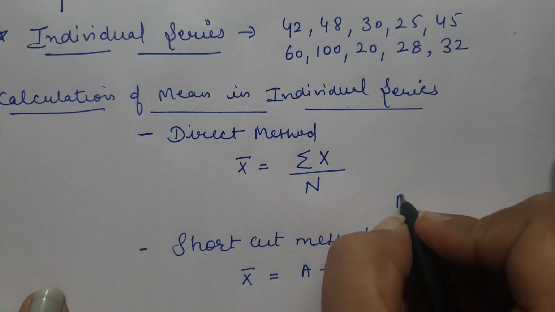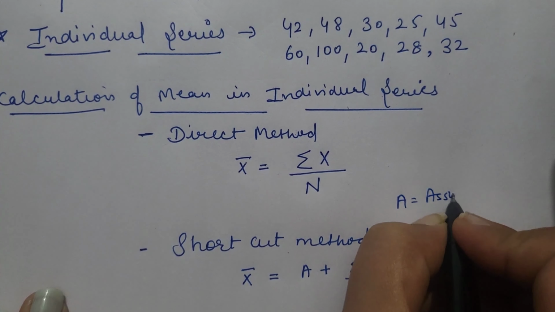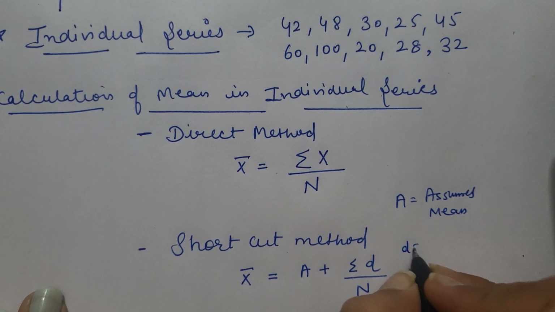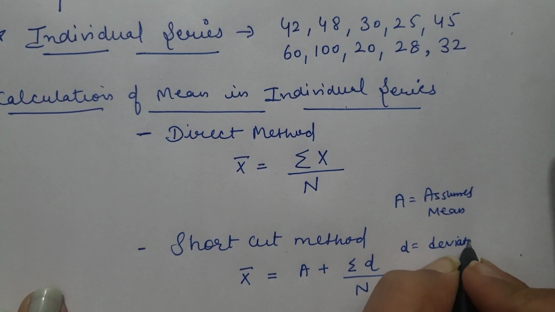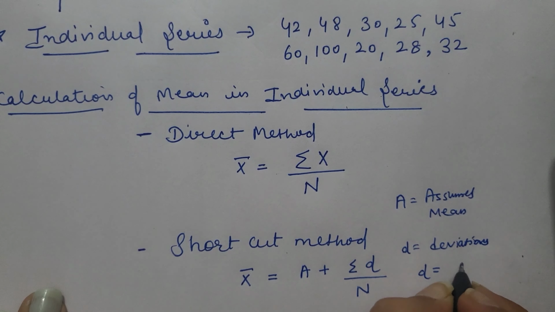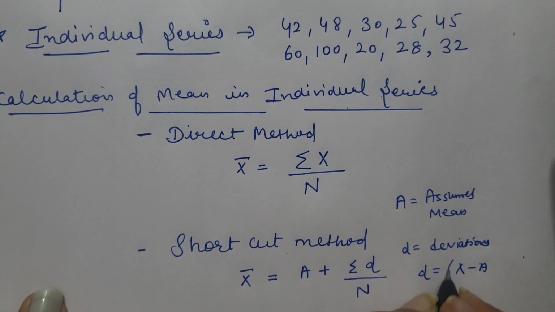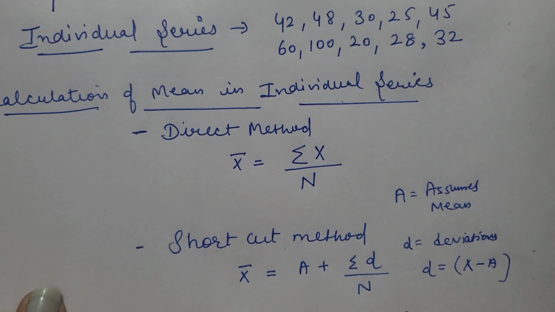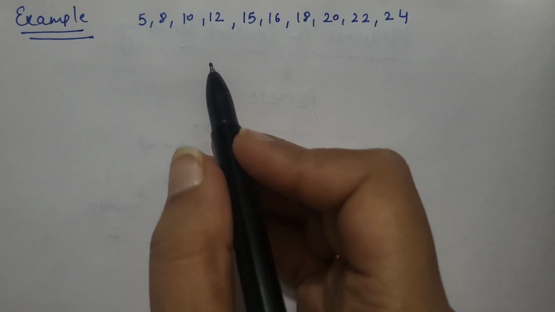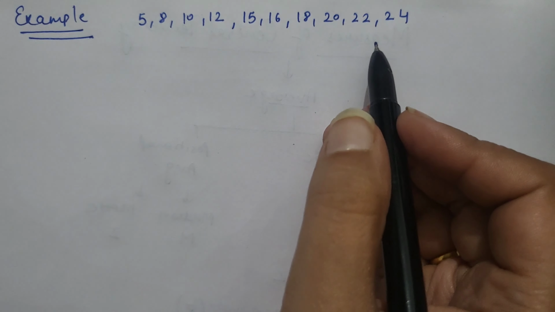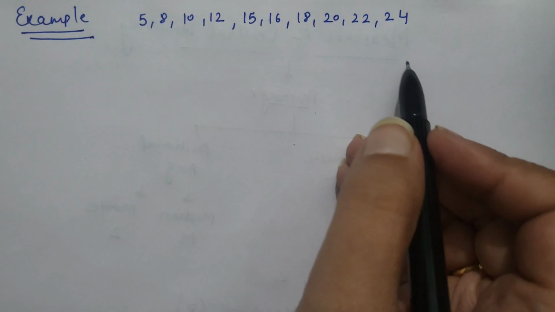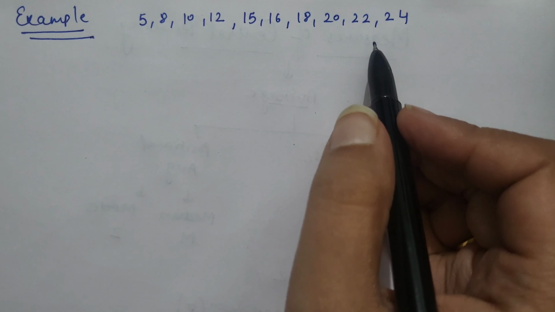Here A refers to assumed mean, D refers to deviations which will be calculated as x minus A, and N refers to number of observations. I will teach you how to apply both the formulas. This is our example where marks obtained by 10 students are given. These are the marks, right?